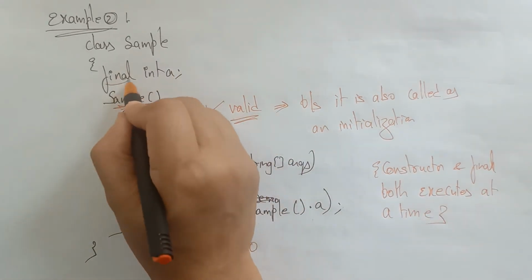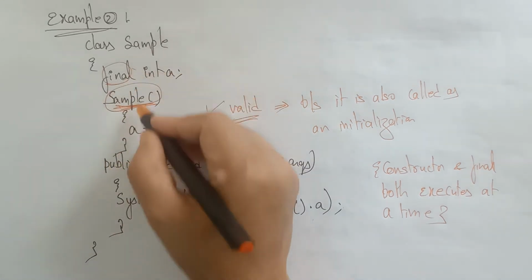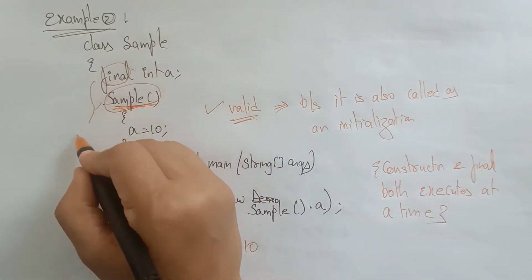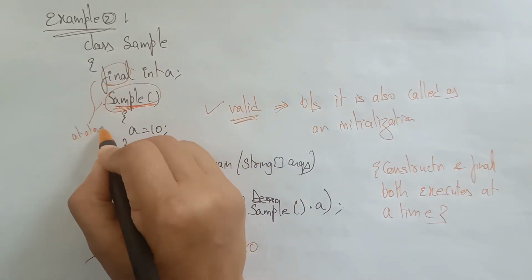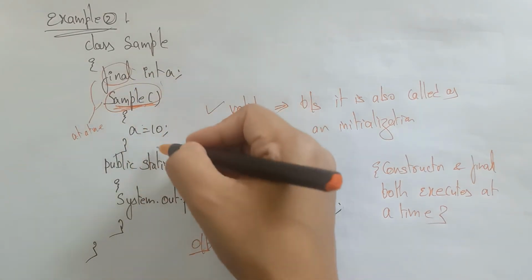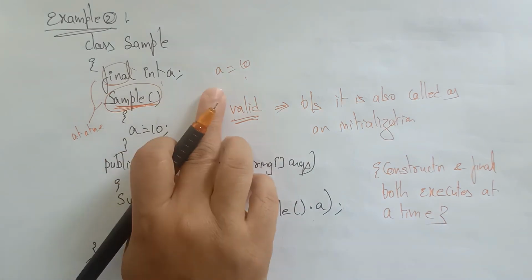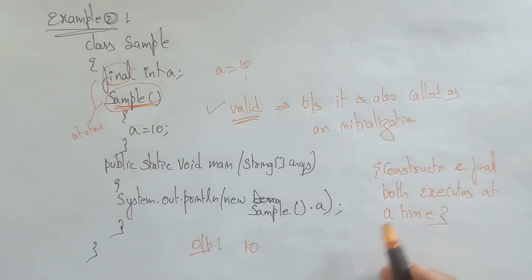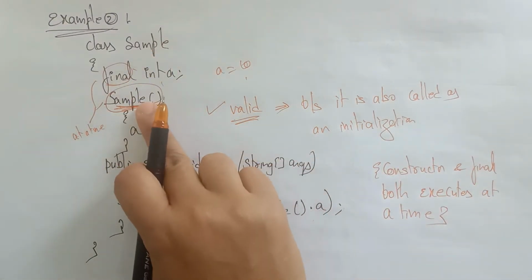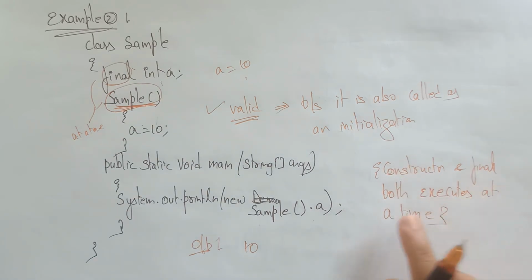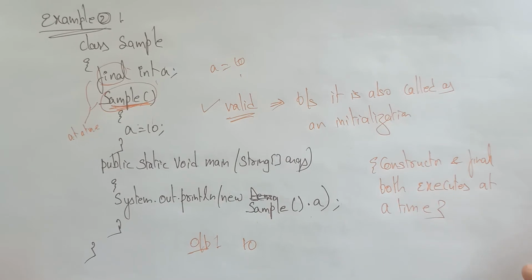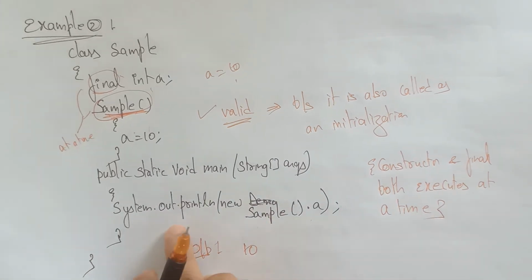So the final keyword and the constructor both will execute at a time. Whenever both are executed at a time, A is automatically initialized as 10. So the final will be initialized with 10 only, because both are executed at the same time. The final and the constructor both execute at a time, so that's why it doesn't display any error.